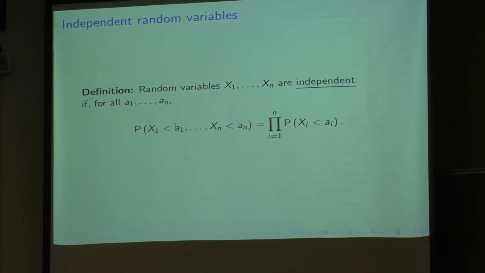Okay? So you can read this in English, and you can say the probability that x1 is less than a1, and that x2 is less than a2, and so on, is the same as the product of the probabilities of x1 being less than a1, and x2 being less than a2, and so on. So again, I believe that you've seen this concept before. I just want to make sure that you know what I'm talking about when I say independent random variables.